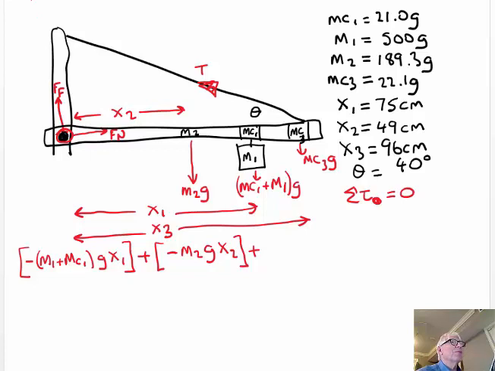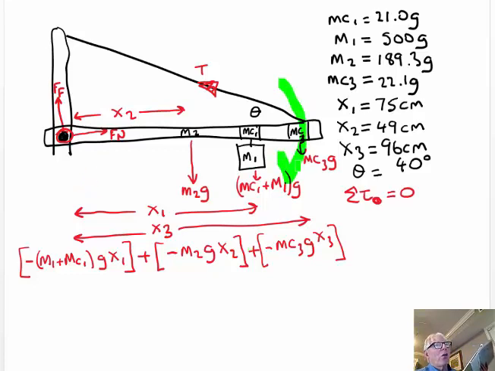We've got a third one. MC3 times G times X3. Now, maybe that's going to be such a small torque, I don't need to worry about it, but it's a long way away. A little mass, a long way away. A little mass causes a little weight, a long way away could have a decent torque, so got to be careful with that. And again, this is tending to take me in a clockwise direction about that turning axis. So again, there's a negative.